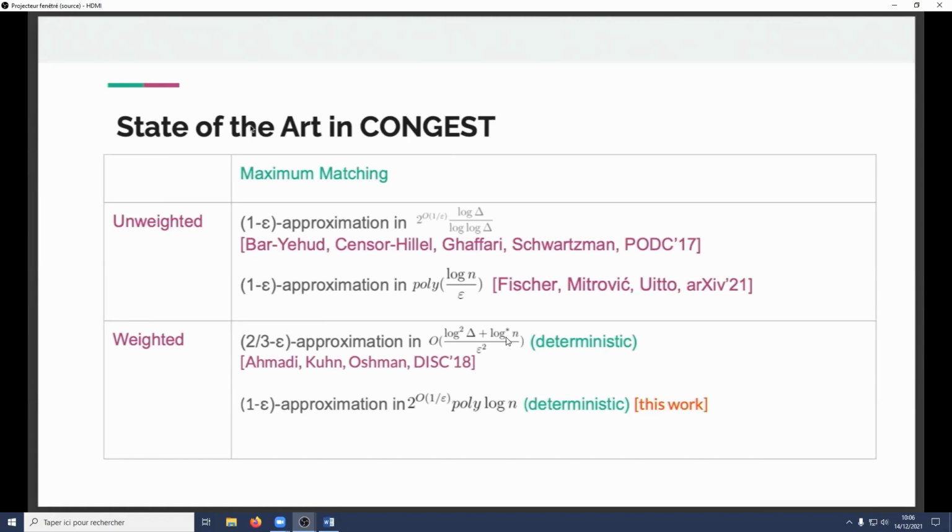So for the weighted matching, there is a 2/3 minus epsilon approximation by Ahmadi, Khuller, and Oshman, which works deterministically in general graphs. Note that in the same paper, they also provide a 1 minus epsilon approximation, but for bipartite graphs only. And we actually have a 1 minus epsilon approximation for general graphs, which is exponential in the runtime in 1 over epsilon.